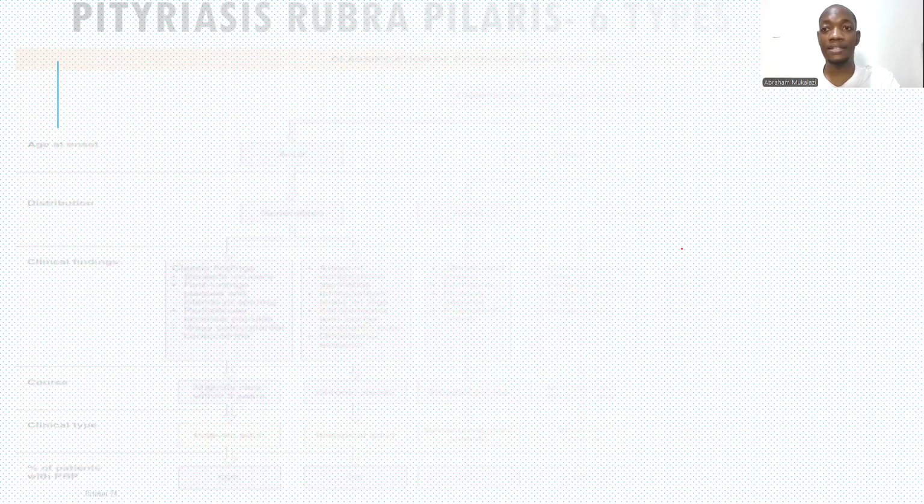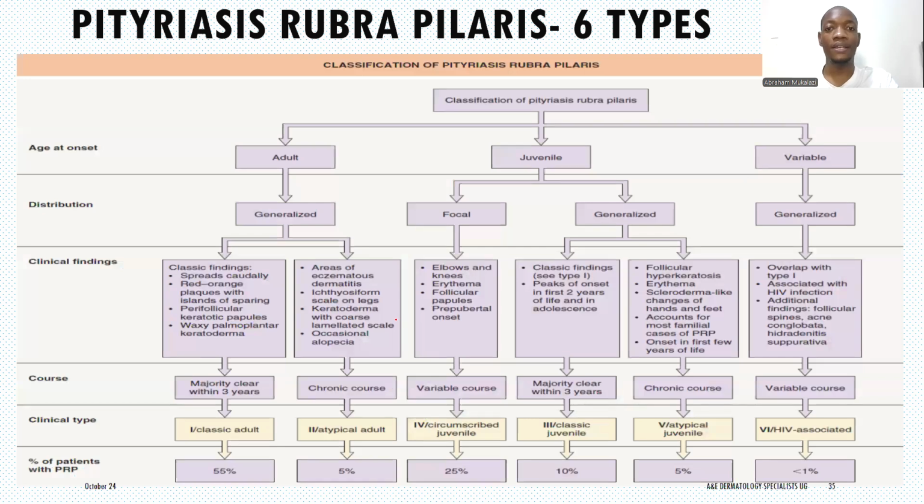So Pityriasis rubra pilaris is actually categorized further depending on, one, the age of onset, and later on it can also be associated with HIV or sometimes even malignancy. So depending on the age of onset, it can either be adult onset, juvenile onset, or what we call the variable onset, which doesn't depend on age. Under adult onset, it can further be classified into two, depending on the distribution. It can either be generalized or localized, but in the adult type, most of the time it is generalized.